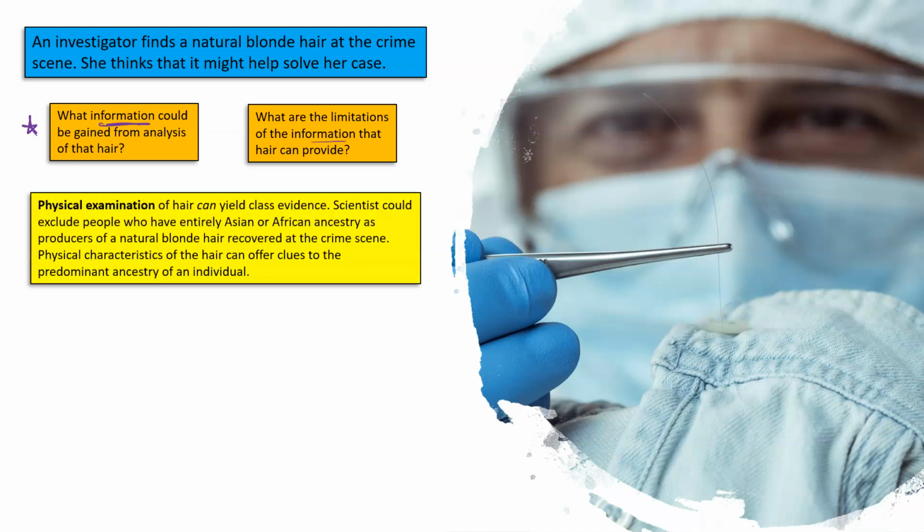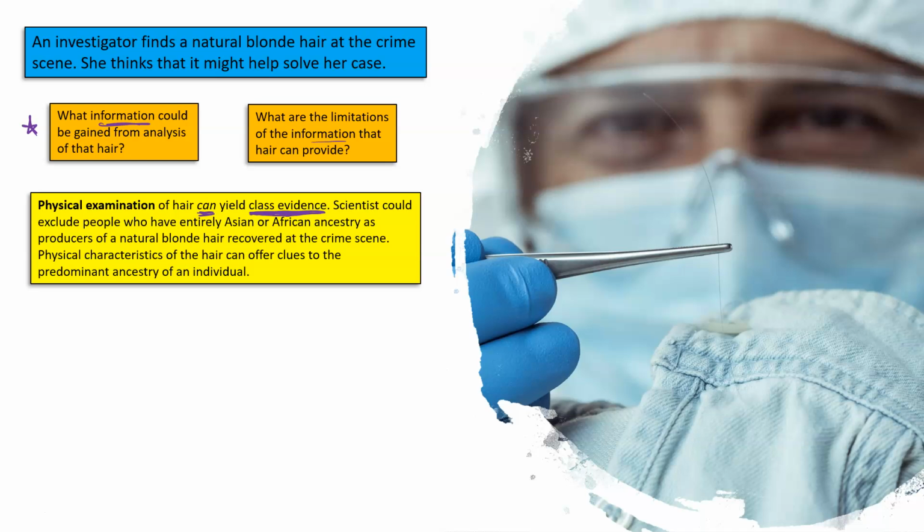So the physical examination, that is the observations one can make about the physical structures of the hair, can yield class evidence. We've talked in past chapters about what class evidence is. Remember, class evidence is the type of evidence that can lead an investigator to a specific group of individuals, like individuals that are blonde, or individuals that have black hair, or Caucasian skin tone, or African American skin tone. That's a type of class evidence because it groups the potential suspect or victim pool into a smaller class of individuals.